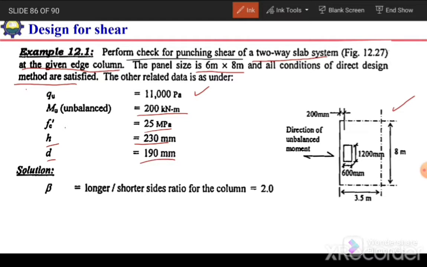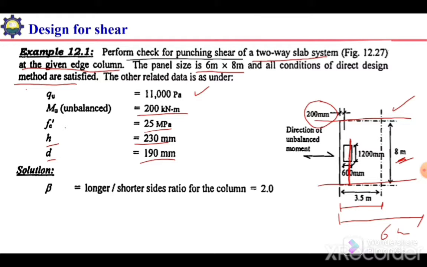And here in this figure we have been given that the center to center dimension of the panel is 8 meter in this direction, and in this direction the total span is 6 meter and the half span will be 3 meter. So up to the center of this column, it will be 3 meter, and the width of column is 600 millimeter. So half of it will be 300 millimeter, and we have projection of slab equal to 200 millimeter. So overall width will be equal to 3.5 from the edge of the slab up to the center line of the panel.